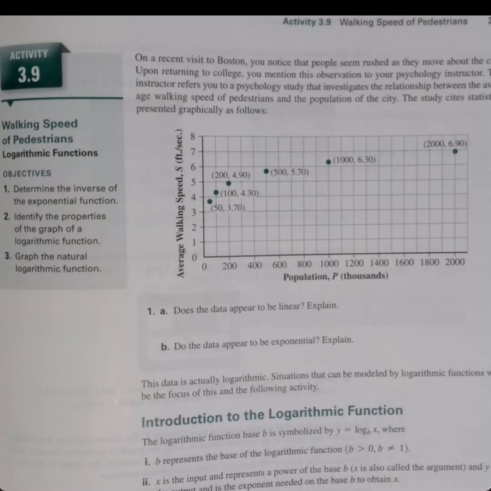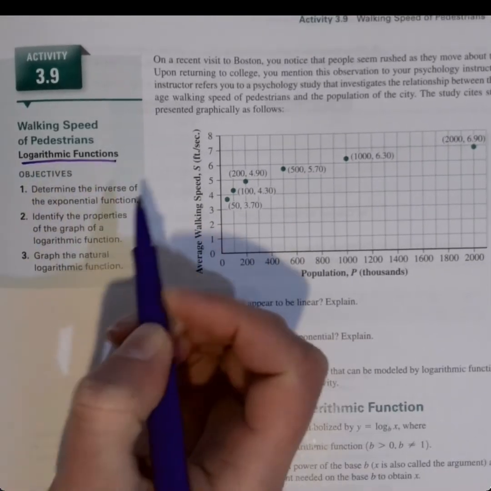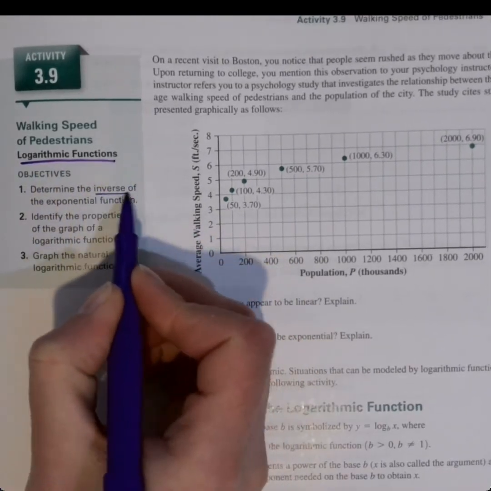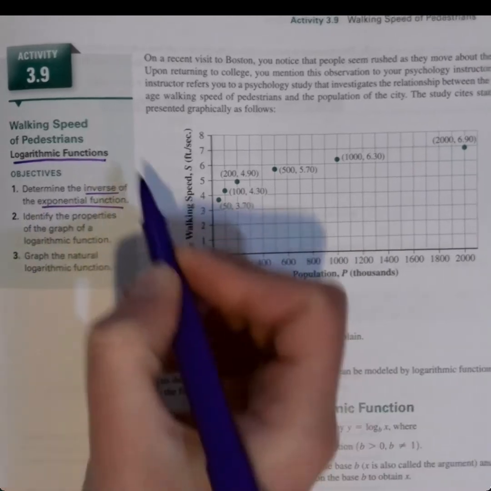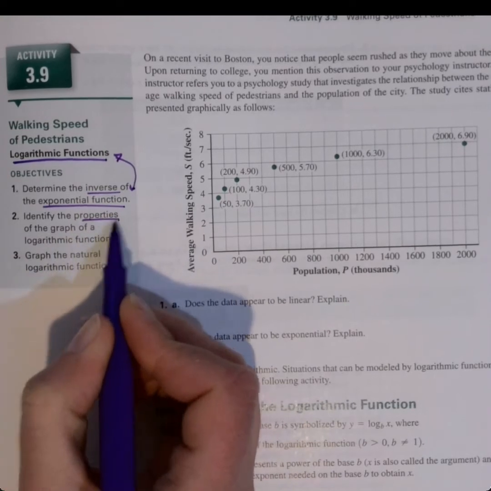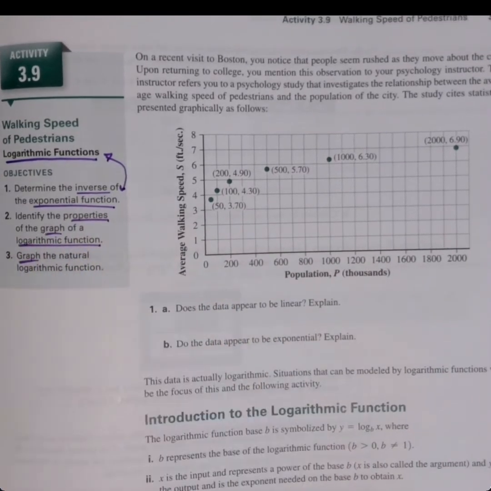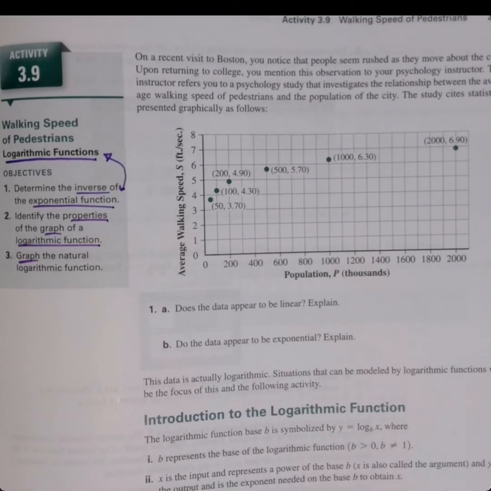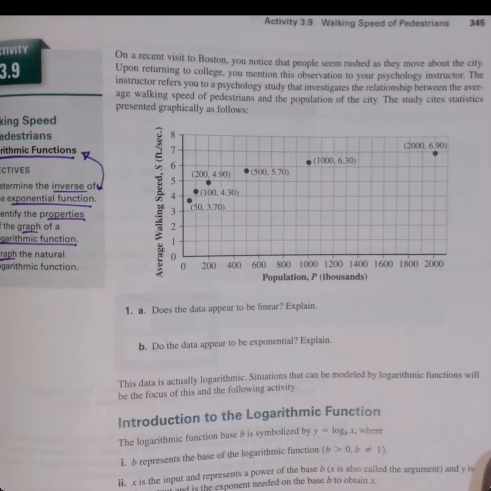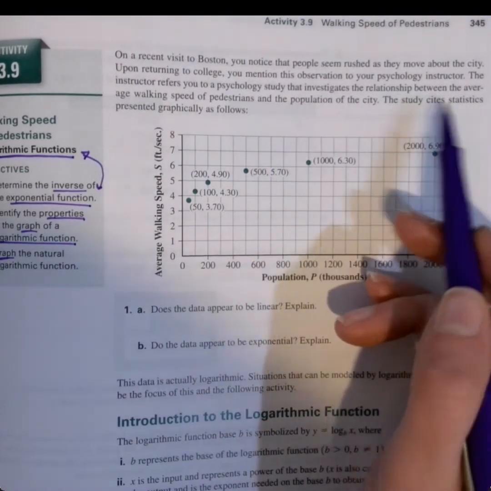In section 3.9, we're going to look at logarithmic functions. We're going to determine the inverse of an exponential function, so the relationship between logs and exponentials. We're going to identify some properties of the graphs of a logarithmic function, and we're going to graph the natural logarithmic functions.